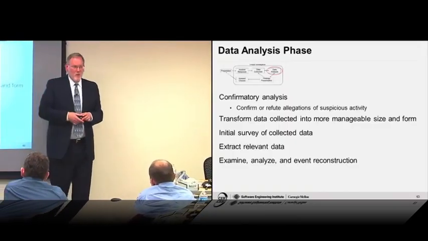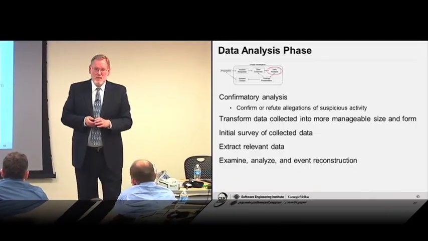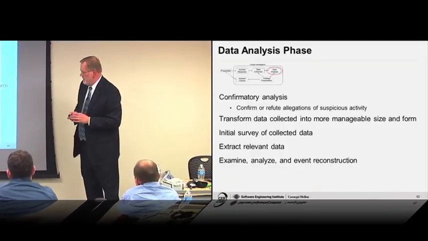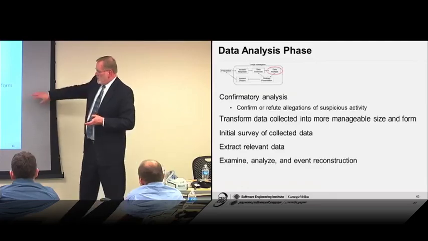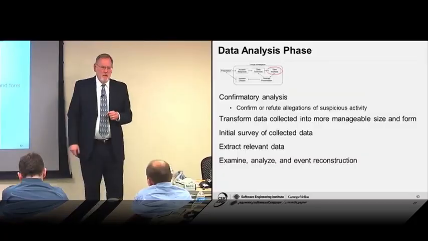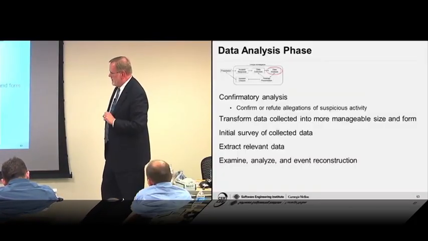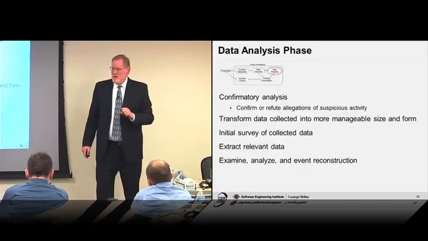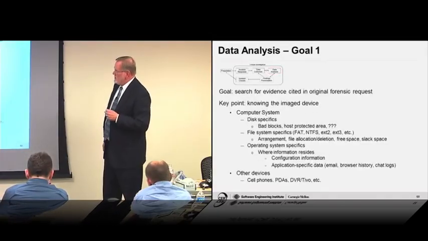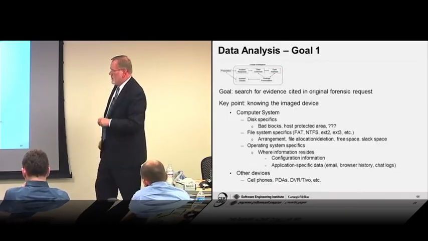Are you going to be able to confirm or refute the fact that there are, in this case, credit card numbers in that system, whatever that turns out to mean? So you want to transform the huge amount of data that you might have collected into a much more manageable size that you can do something with. You want to do an initial survey, extract the relevant parts, and then do the examination. So you've got to know the image device, whatever that means.